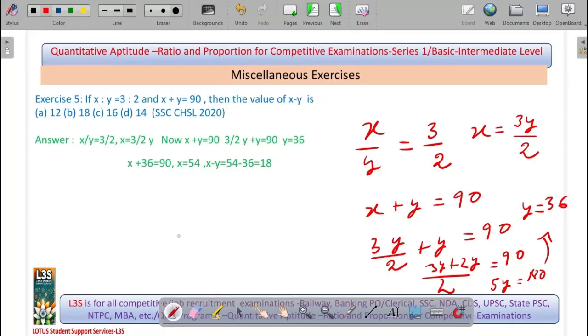That will be 36. So we got y is equal to 36, and then what is the value of x minus y? Now if y is 36, what is the value of x? So x will be 3 into 36 by 2. This will be 18, so 18 into 3, 54. So x is 54. So x minus y will be 54 minus 36.